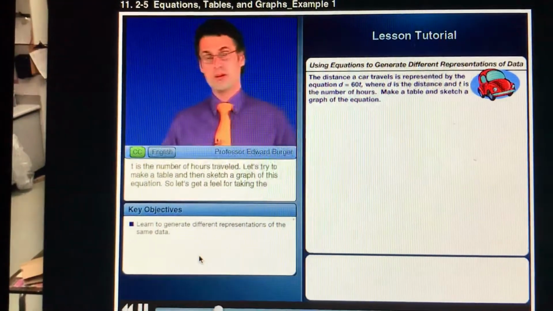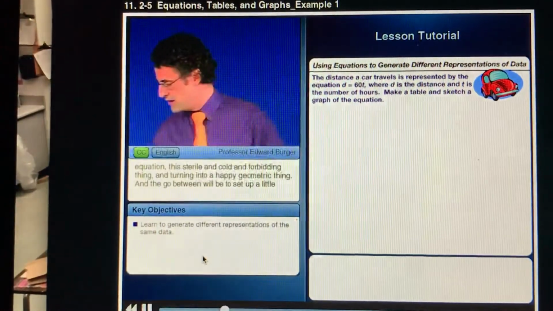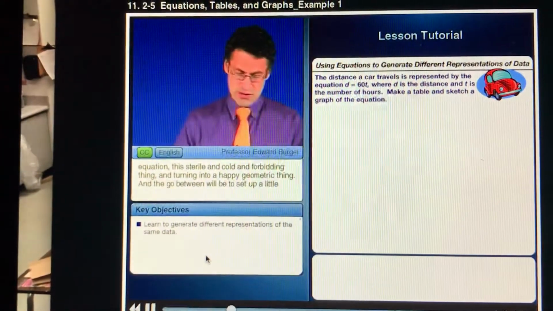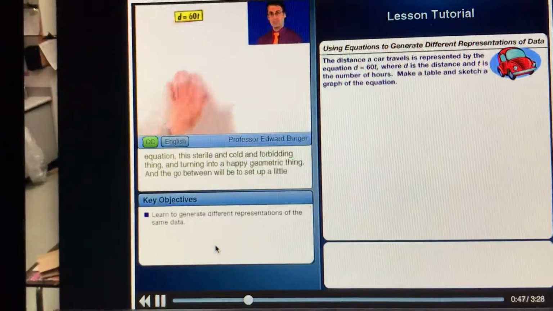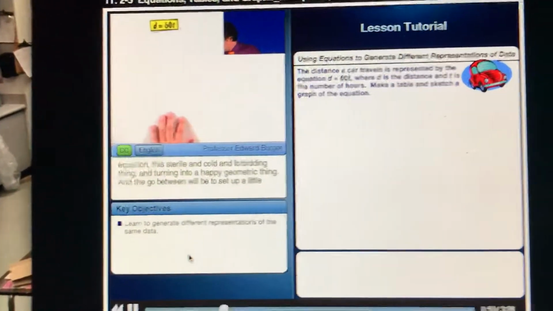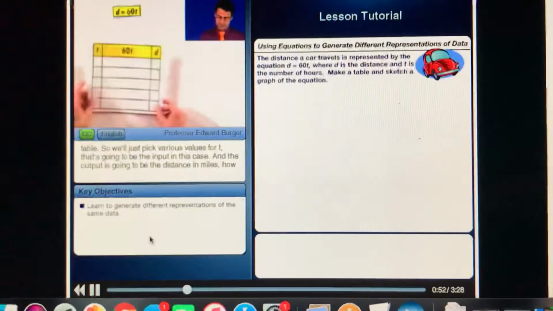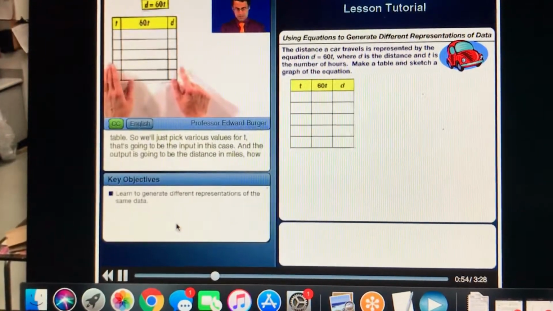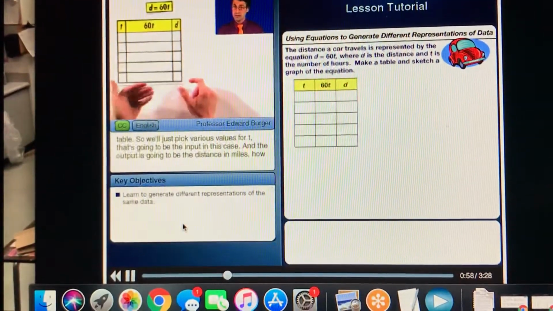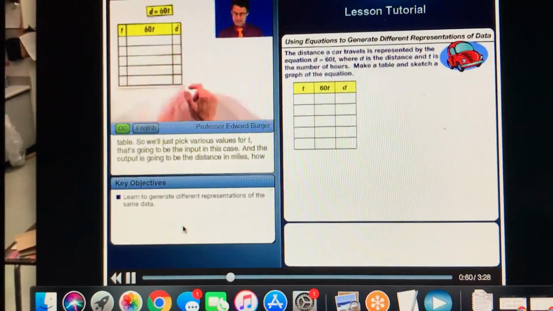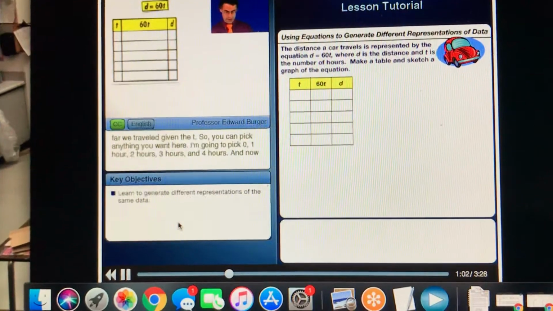So let's get a feel for taking the equation, this maybe sterile and cold and forbidding thing, and turning it into a happy geometric thing. And the go-between will be to set up a little table. So we'll just pick various values for t. That's going to be, in this case, the input. And the output is going to be the distance in miles, how far we traveled given the t.